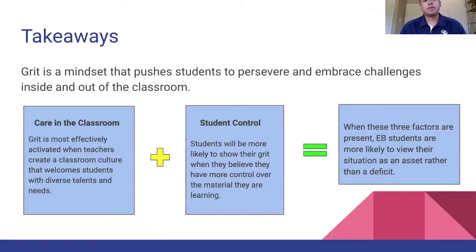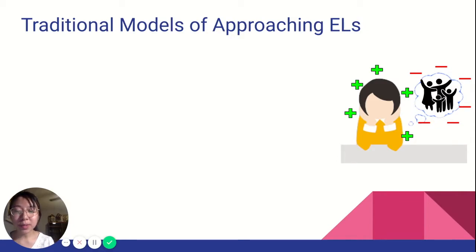So, takeaways. Grit is a mindset that pushes students to persevere and embrace challenges inside and out of the classroom. And when we couple that with care in the classroom and student control, emergent bilingual students are most likely to view their situation as an asset rather than a deficit, thus creating better academic performance out of those students. Now, Brent just mentioned that grit can be an important mindset intervention to encourage students to see their situation as an asset rather than a deficit.